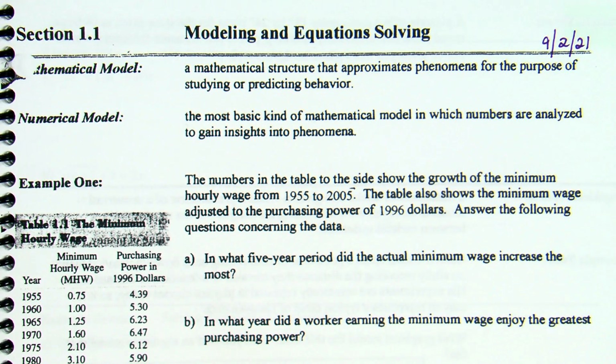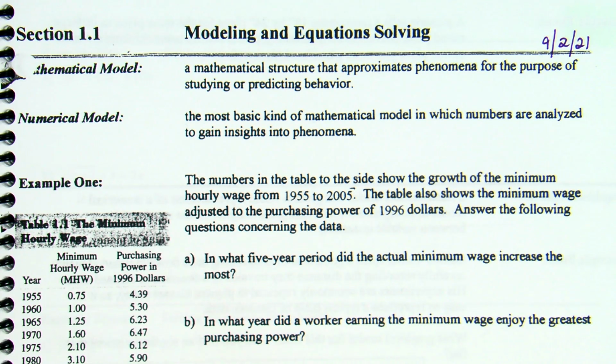Okay, so mathematical model: a mathematical structure that approximates phenomena for the purpose of studying or predicting behavior. So basically we're looking at various data and different ways to study it. The first one we're looking at, numerical model, is the most basic kind of mathematical model in which numbers are analyzed to gain insights into phenomena. So just studying the numbers, okay?